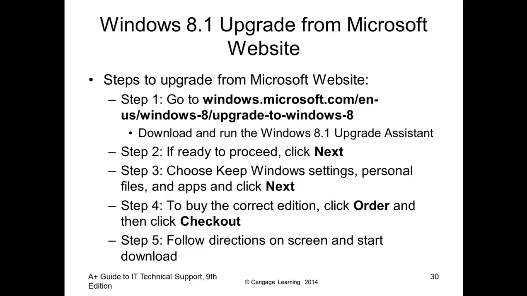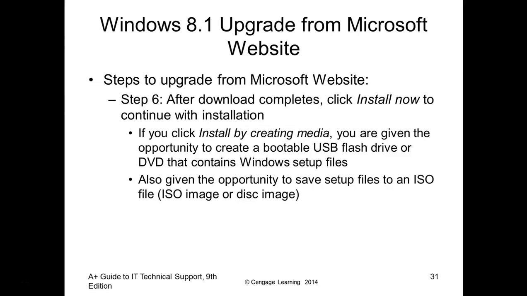If you want to upgrade from the Microsoft website, you follow the link right there. Download and run the Upgrade Assistant. If you're ready to proceed, click Next, choose the settings, click Next, buy the correct edition, and click Order and Checkout. That's going to step you through the installation method itself. After the download completes, you click Install. This will basically take you through the same installation that we looked at just a minute ago.